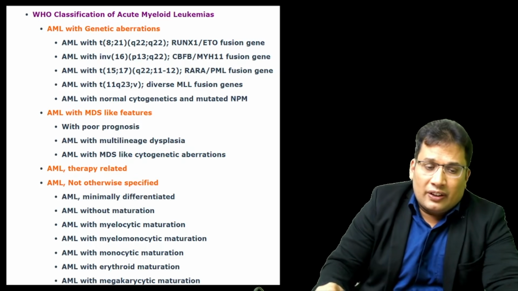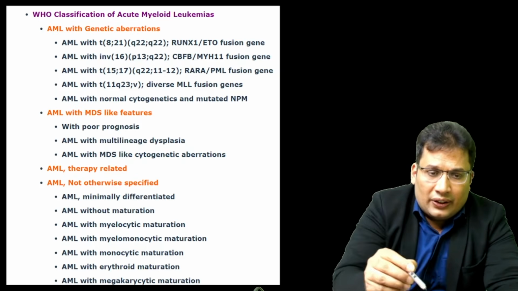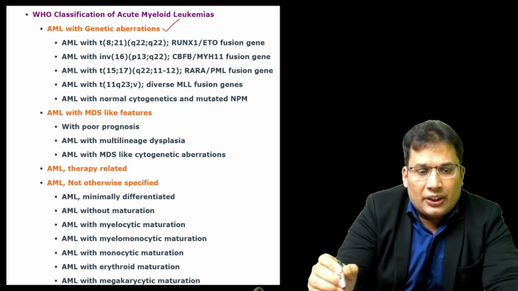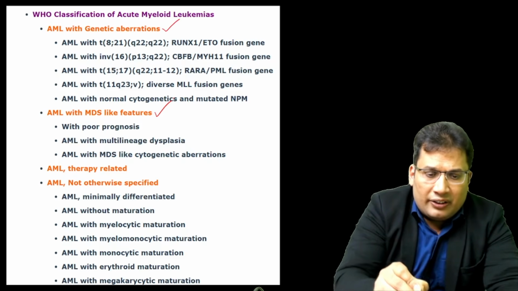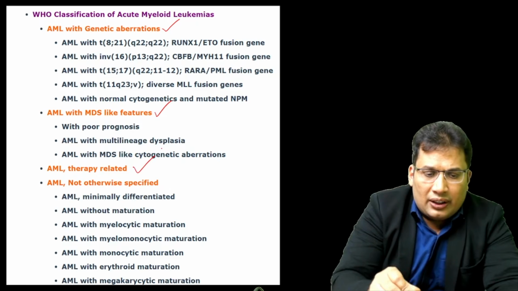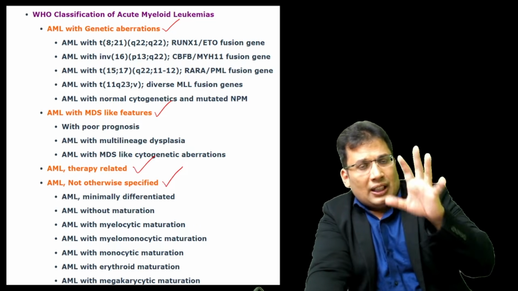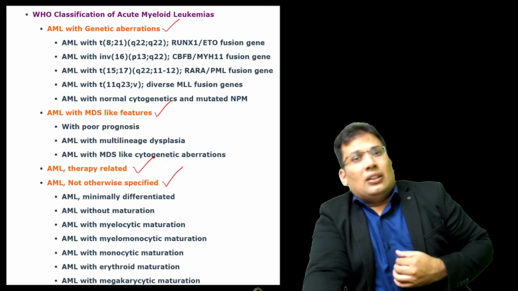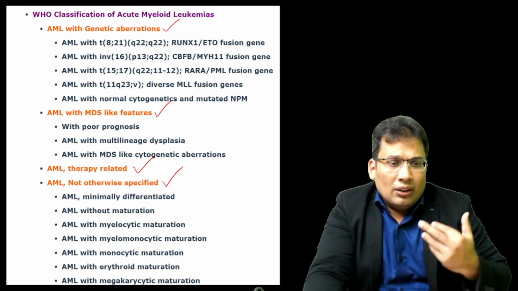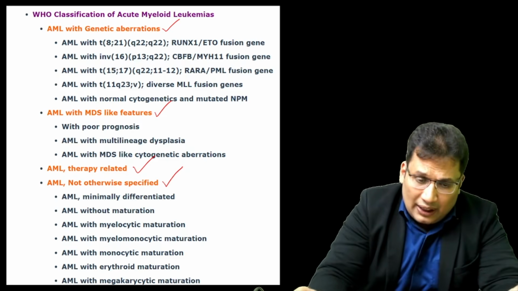Then WHO classification. You can see here: AML with genetic aberrations, AML with MDS-like features, AML therapy related, AML not otherwise specified. So this is the WHO classification. You need to mention the FAB classification as well as the WHO classification, both.